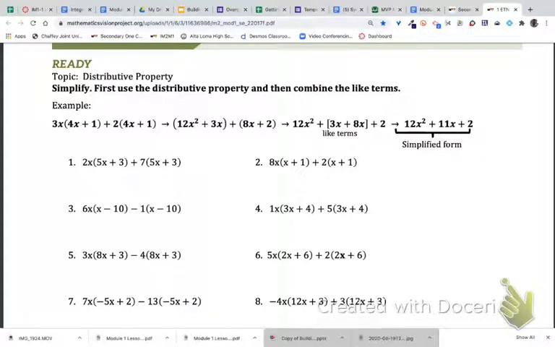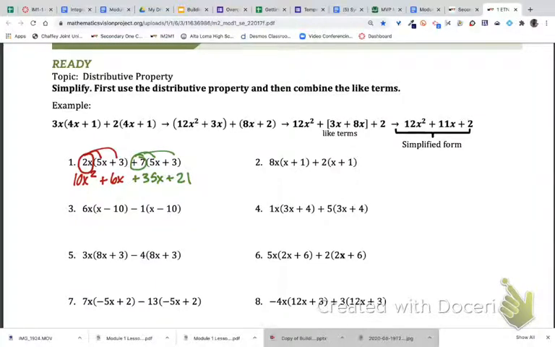So for number 1, since we're distributing, we're taking what's on the outside of the parentheses and distributing it to whatever is inside that parentheses. So 2x times 5x will give me 10x squared. I'm taking x times x to give me x squared. 2x times 3 gives me 6x. Now the second piece of this, I'm going to take the plus 7 and distribute it in as well. So plus 7 times 5x gives me plus 35x, and plus 7 times 3 gives me plus 21.